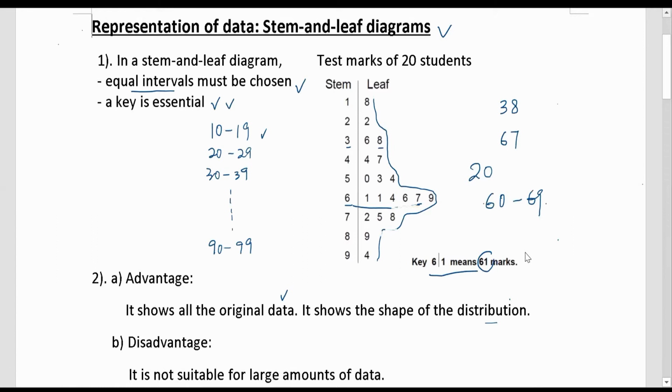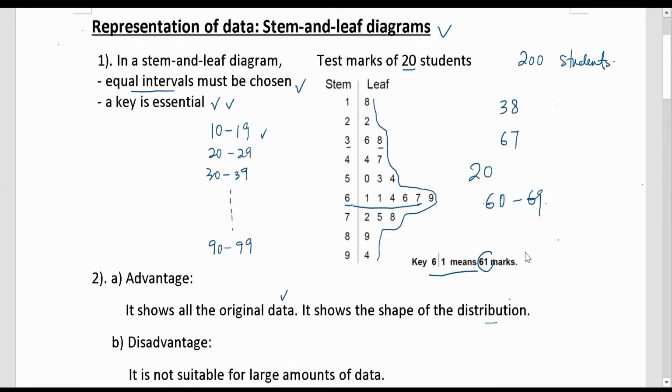Okay, then for the disadvantage, it is not suitable for large amounts of data. So this example here has 20 students. How about if we have 200 students? Then it would be difficult for you to handle these 200 data in a single stem and leaf diagram.